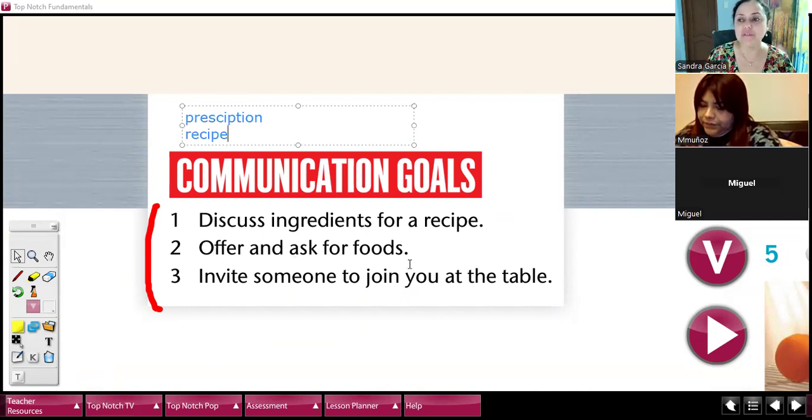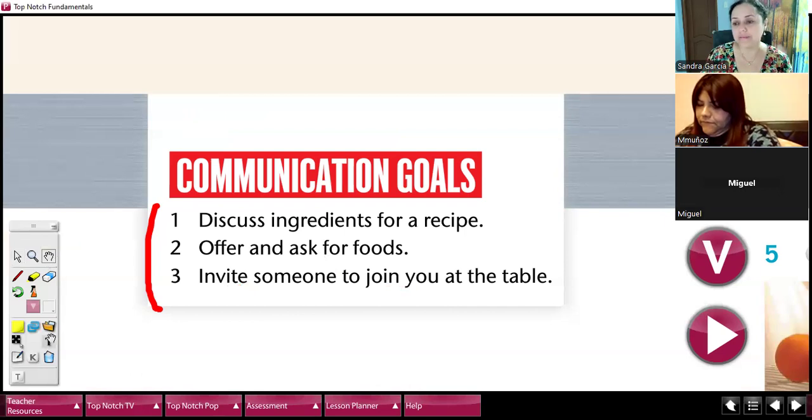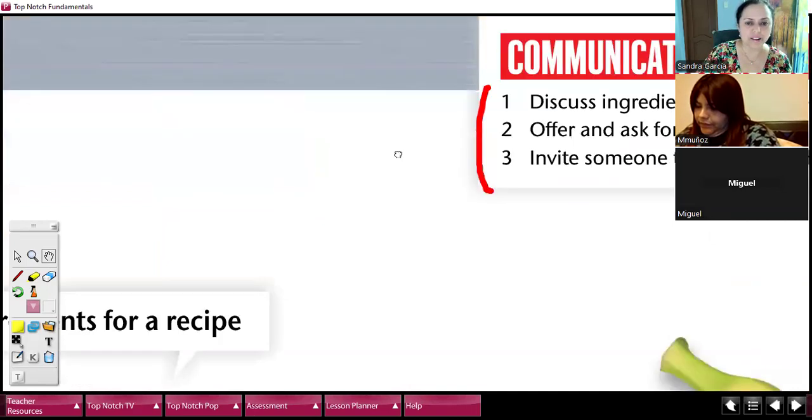Offer and ask for food. Offer es ofrecer. Ask for, así unidito, es pedir. So, offer and ask for foods. Ofrecer y pedir comida. Invite someone to join you at the table. Invitar, join es unir. For example, for classes, you join Zoom. You join the class. Invitar a alguien a que se una a tu mesa. To join you at the table. Okay. And remember, discuss no es discutir de bravo, es to talk. So in Spanish is both, I guess. It's like to talk and also to argue.